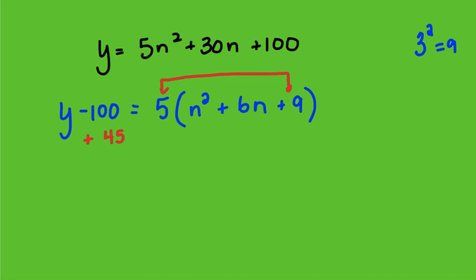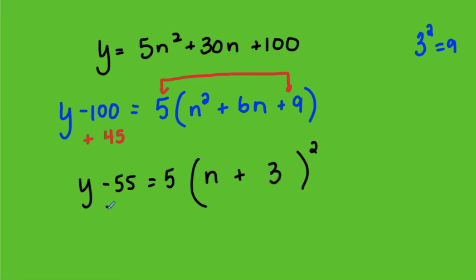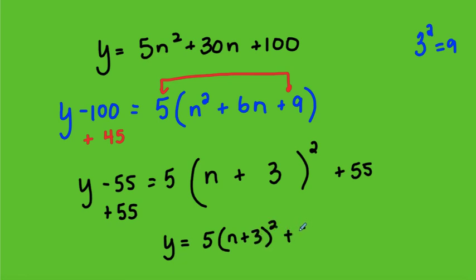Now I'm going to simplify. So that's going to give me y minus 55 equals 5. We turn this into the square of a binomial, so (n plus 3) quantity squared. And I'm going to add 55 to the other side. So my equation is y equals 5(n plus 3) squared plus 55.